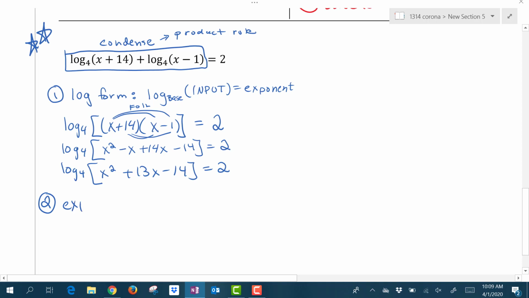Okay, step 2 is to rewrite this in exponential form. So exponential form means I want to rewrite this as the base raised to the exponent is equal to the input of the log. Okay, the base of this is 4. The exponent is 2. The input of the log is now x squared plus 13x minus 14.